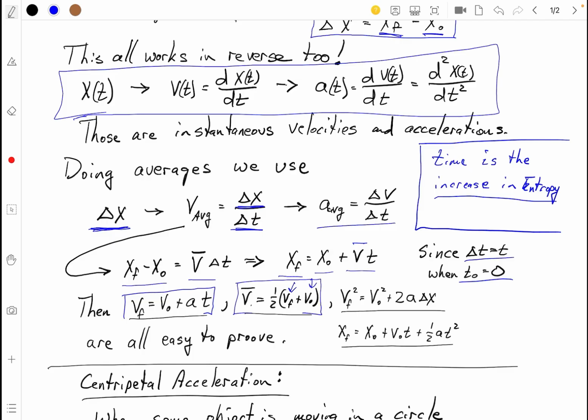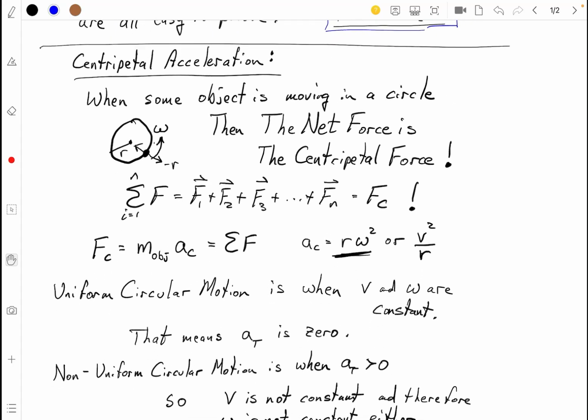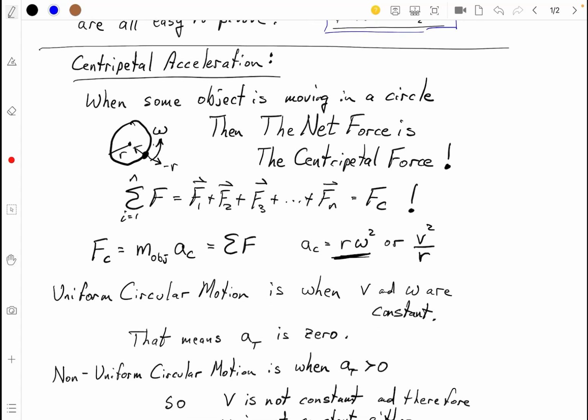And I'm not deriving them or showing how they come about, but if you were to do the integrals, you would get these things. And a little rearranging of time, and we will get that as well. So all of these equations are really important, and they are fundamental, we'll say. All right, so all of this leads us to a centripetal acceleration.